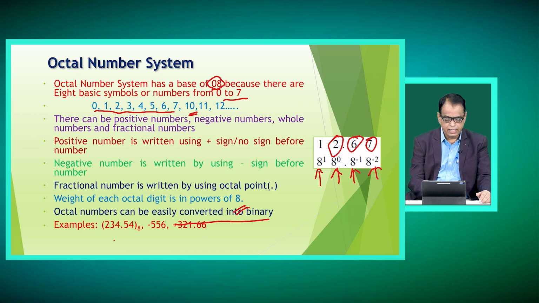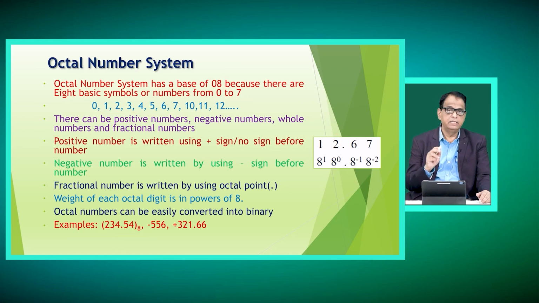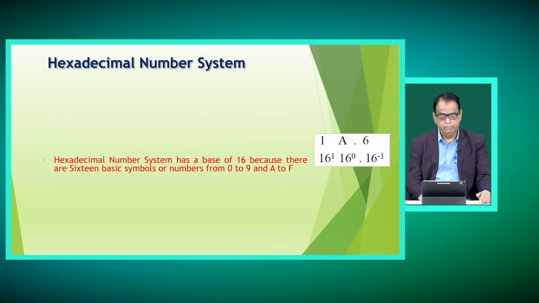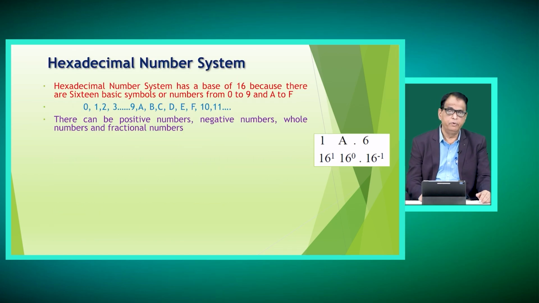So these are the different examples of how to write the octal numbers. Here we are writing the base 8, and the base 8 will indicate that this is an octal number. Another number system that is being used in programming in computers is called the hexadecimal number system. And as its name indicates, here we have a base of 16.